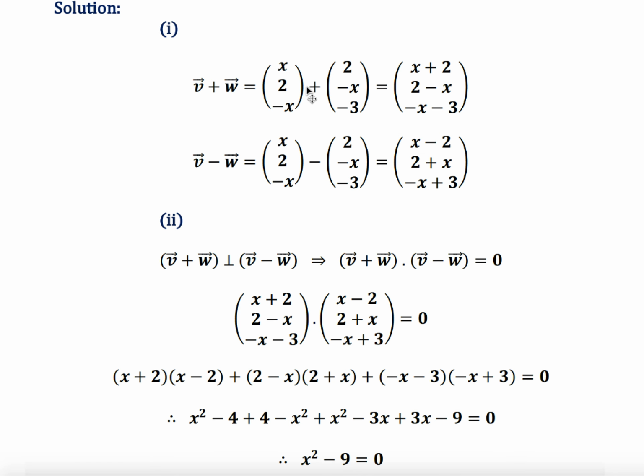You're just adding x pieces, y pieces, and z pieces. And I mean x, y, and z very generally, because you can see the unknown in this setting is purely x. So the addition of these respectively are right here. So there's the vector that represents the addition of those two, and the vector representing the subtraction of w from v: x minus 2, there it is, 2 plus x, there it is, negative x plus 3, there it is.